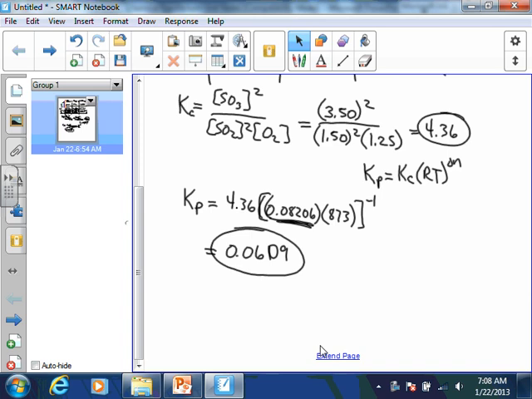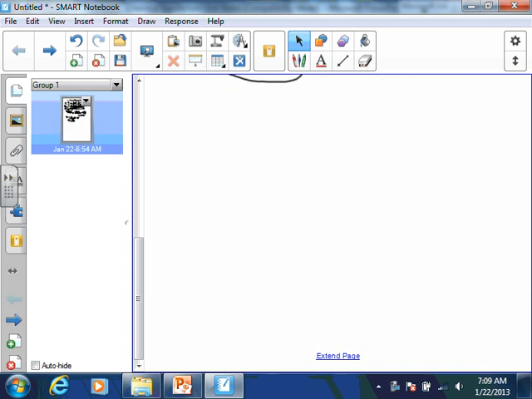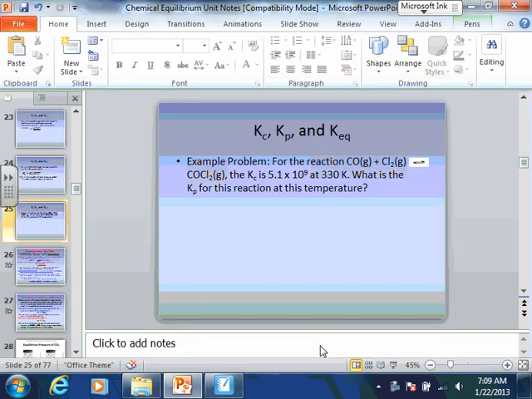Sulfur trioxide decomposes at a high temperature in a sealed container. Initially, the vessel is charged at 1000 K with SO3 at a partial pressure of 0.5 atmospheres. At equilibrium, the SO3 partial pressure is 0.2. Calculate the value of Keq at 1000 K. Okay, so again, now we're just doing a simple little ICE table here, okay?